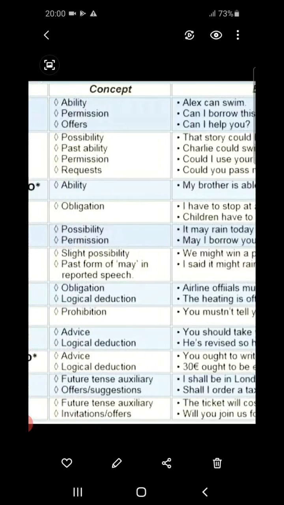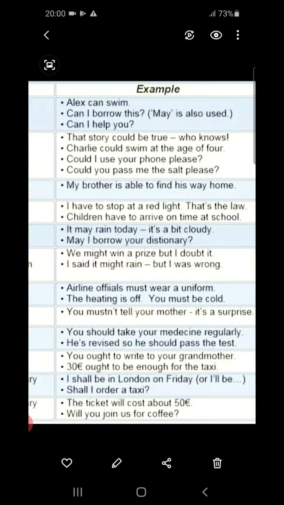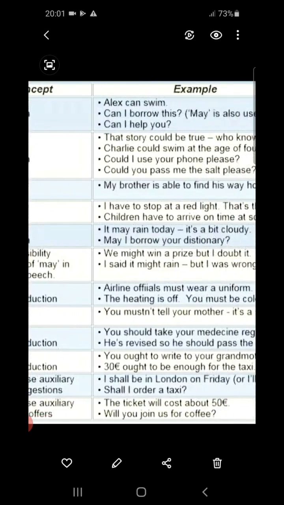Next, permission. Could I use your phone, please? So, someone is taking permission from you, or I'm taking permission from someone else. Could I use your phone, please?